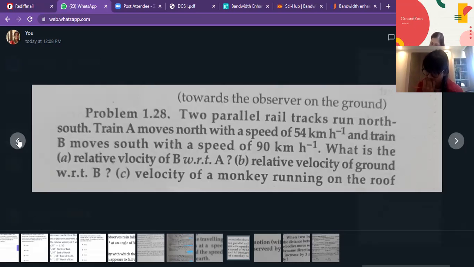So what they are asking, they are finding velocity of a monkey running on the roof of the train as observed by a man standing on the ground. So you have to find the velocity of the monkey with respect to ground, right? Right. Because a man is standing on the ground. Okay, then I got 36.